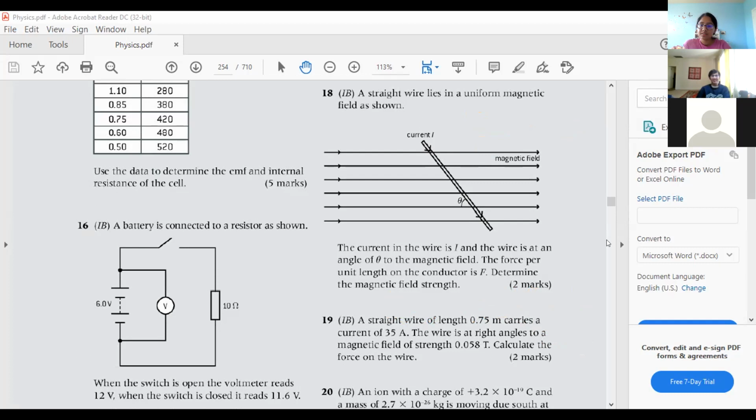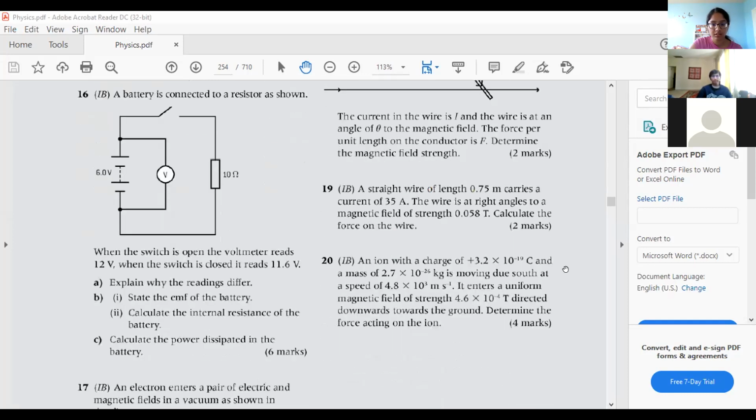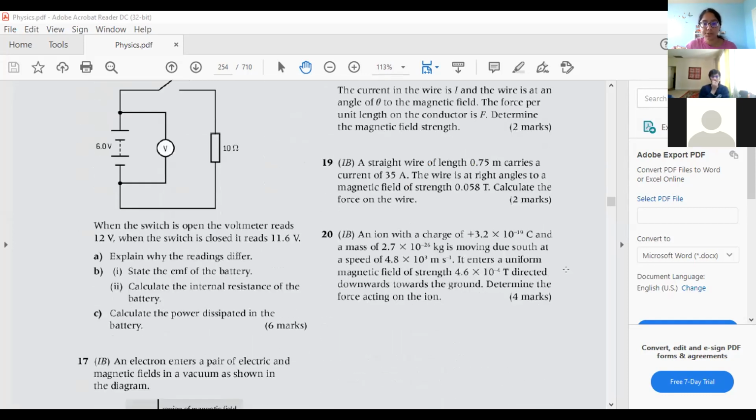Is that correct? Let me check. Let's see, this is number 18. F over L equals BIL sine theta, rearranging, yeah, exactly what we did. Perfect, great. Okay, 19. A straight wire of length 0.75 meters carries a current of 35 amperes. The wire is at right angles to a magnetic field of strength 0.058. Calculate the force on the wire.